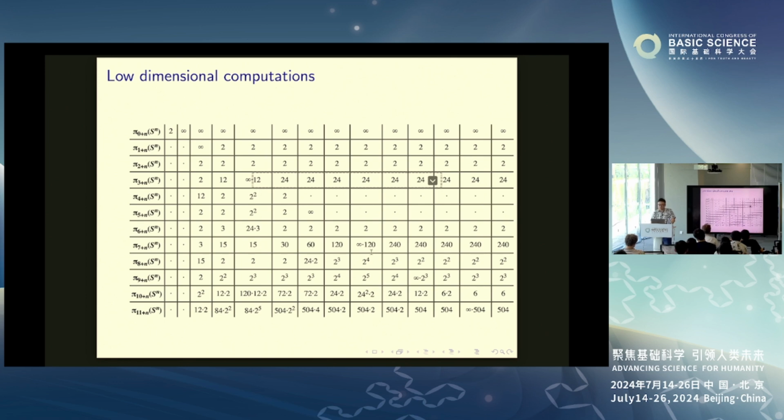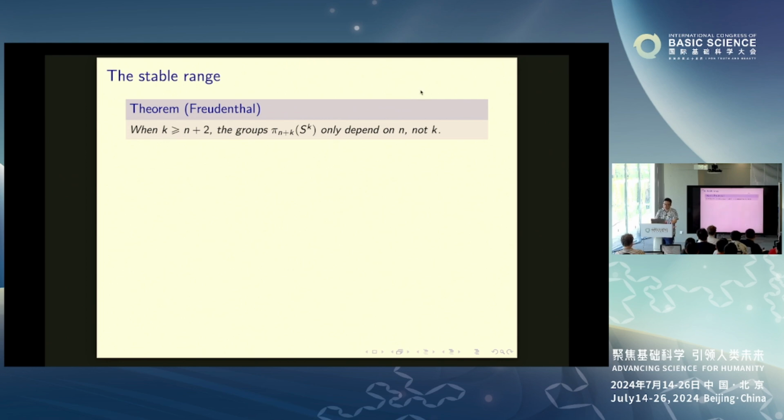If you look at the diagonal and look to the right, you see each line here eventually stabilizes, right? Starting from the diagonal, all the groups here are 2, 2, 24, and 0, and so forth. So this is not an accident. This is, in fact, a theorem by Freudenthal, which states that when k is large enough, this group only depends on the difference of dimensions. It only depends on n, it doesn't depend on k anymore. So we call this the nth stable homotopy group of spheres, or the nth stem.